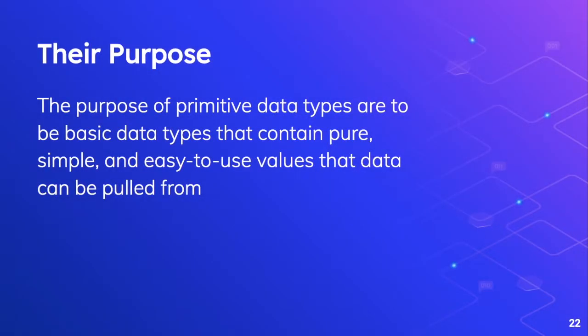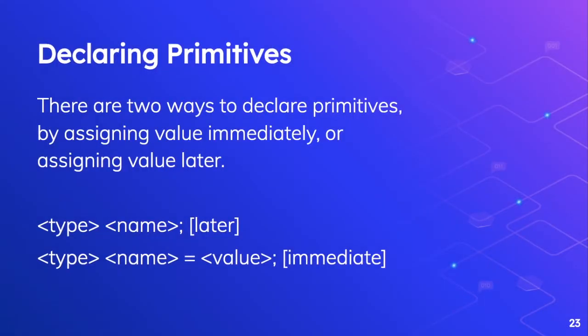So the purpose of them is basically just to have data types that contain pure, simple, easy-to-use values that don't need to be constructed, and you can pull data from those values really easily without having to construct instances. Declaring primitives is really easy. You can just declare it and assign a value later, or you can assign a value immediately. To declare it, you do the type, then the variable name, and a semicolon. But if you want to assign a value to it, you can do the type, then the variable name, equals, then whatever value you want to set it to immediately, and then a semicolon.